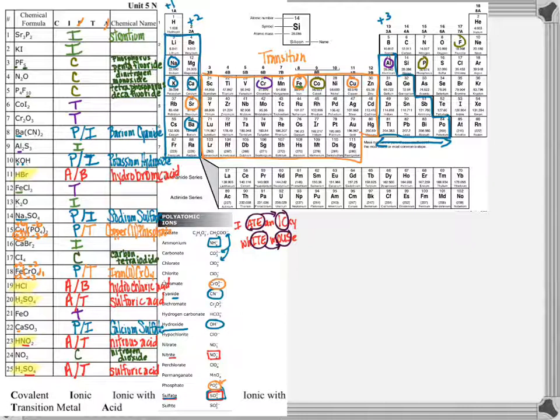My non-metal is phosphorus, so here I'm going to end it with phosphide. And let me do with these ionic compounds what I did with my covalent compounds. It's going to be strontium phosphide.